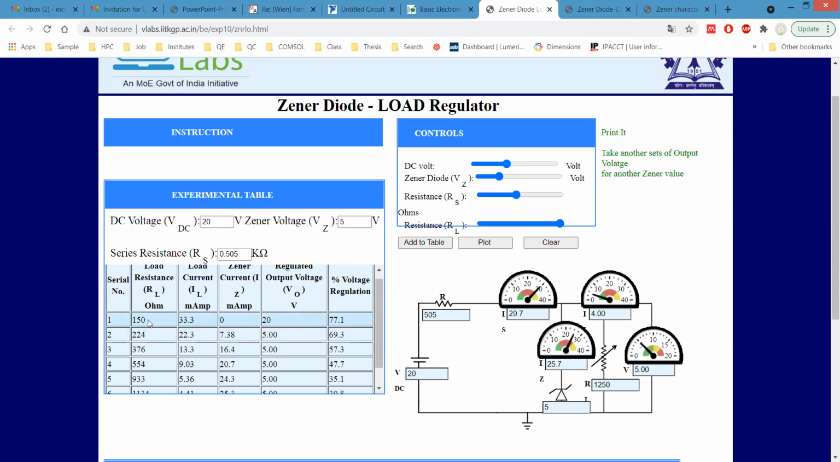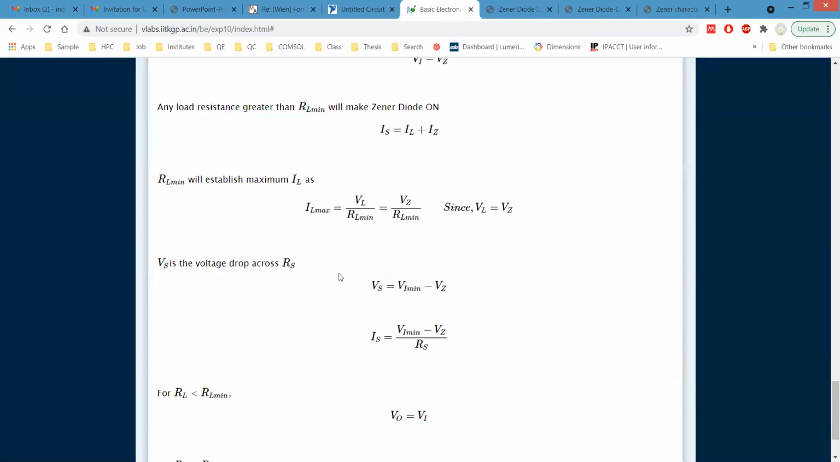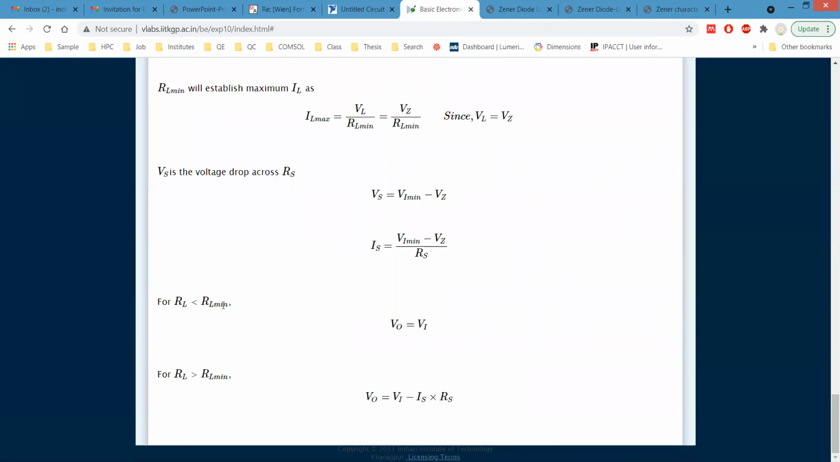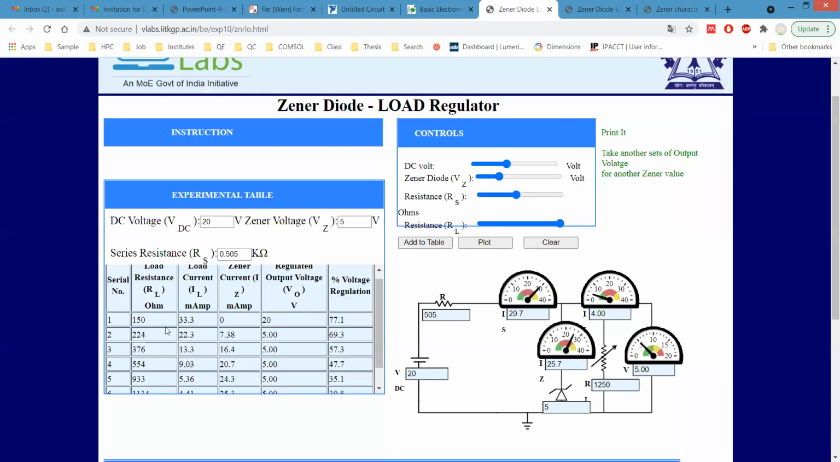That is why the output voltage, as you can see, equals the input voltage. From this relation there are two conditions. If RL is less than RL minima, then our output voltage will be similar to the input voltage. When RL is greater than the minimum RL, then the output will be in this form, which is basically equal to the Zener voltage. So that is why, beyond 24, the voltage is constant.